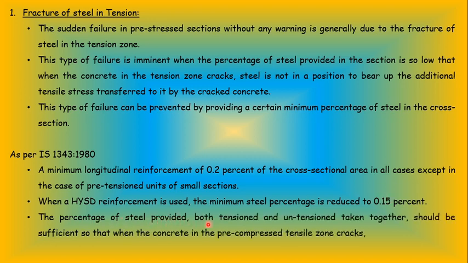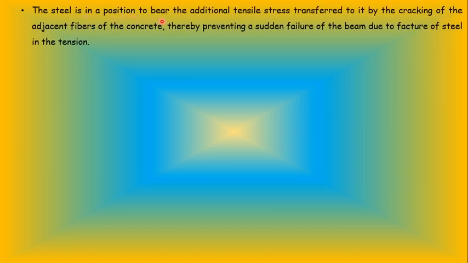The percentage of steel provided, both tensioned and untensioned taken together, should be sufficient so that when the concrete in the pre-compressed tensile zone cracks, the steel is in a position to bear the additional stress transferred to it by the cracking of the adjacent fibers of concrete, thereby preventing a sudden failure of the beam due to fracture of steel in tension.